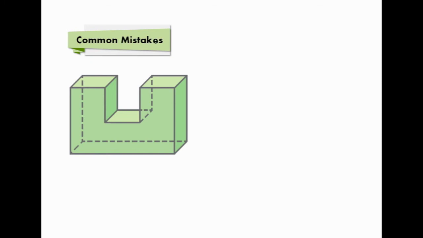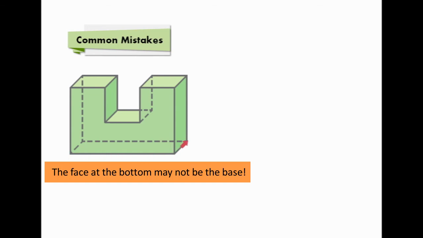Here is the common mistake for this chapter. Students cannot identify the correct uniform cross-section of a prism. They often misunderstand that the base we refer to in daily communication is the uniform cross-section of a prism. This may not always be true. How should we find the correct answer then?